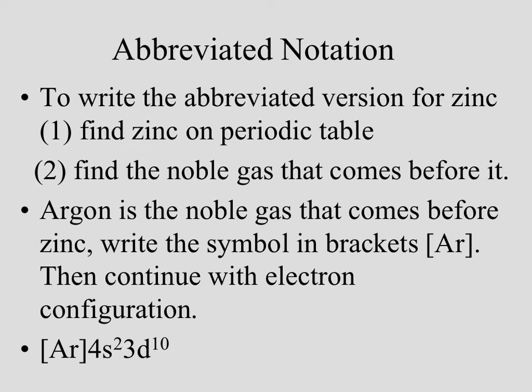So I start with argon, and then I go down to the next row, which is 4s, so 4s2, and then 3d10. I always like to check my work, so I like to write the atomic number for the noble gases up as an exponent, so I can add up those exponents, and it should add up to the atomic number for that element if I did it correctly.